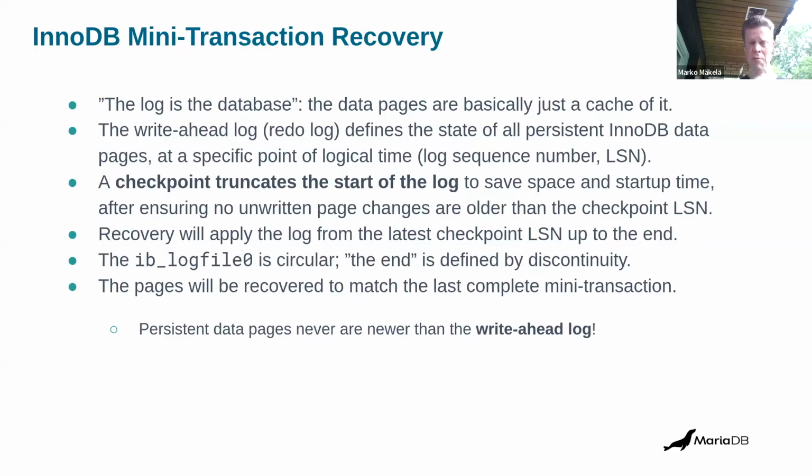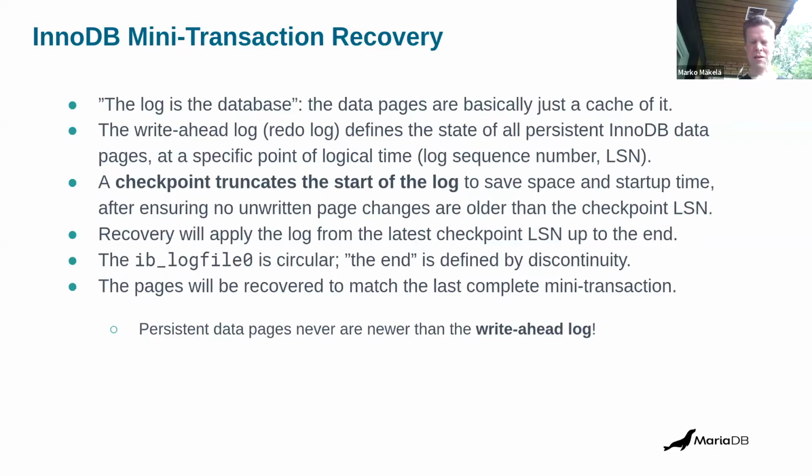Recovery would apply all changes between the latest checkpoint up to the end of the file. And this end of the file is not actually the end of the operating system file. It's somewhere in the middle. We have this circular file. So at some point we notice that there is some kind of a checksum mismatch or a sequence number mismatch. And then we know that, okay, we have reached the end of the log.